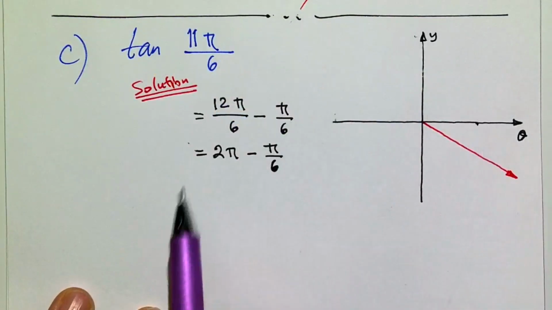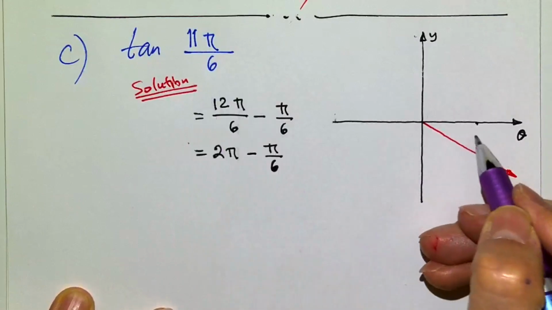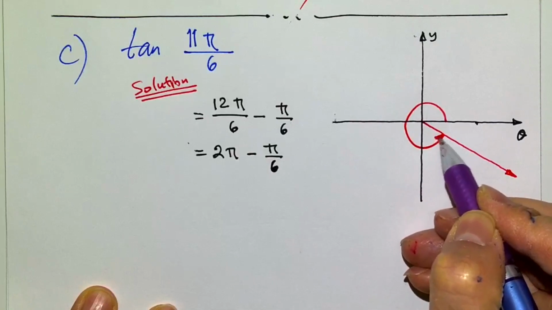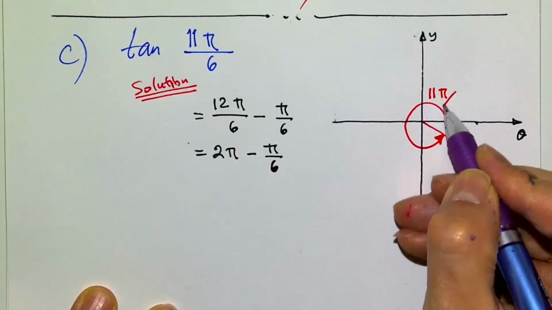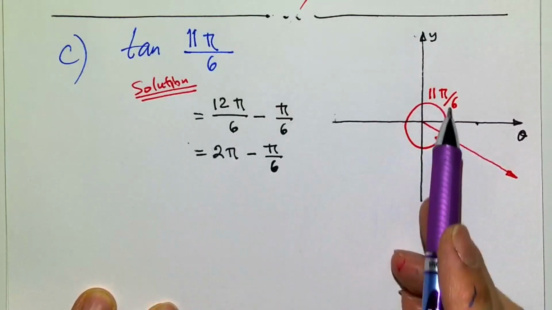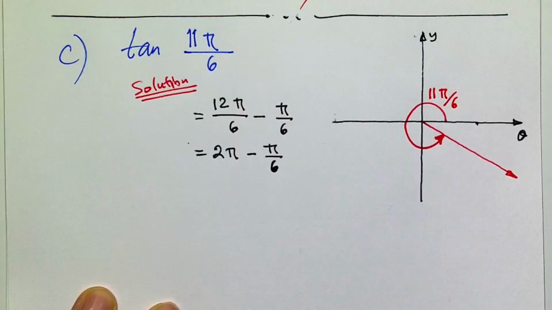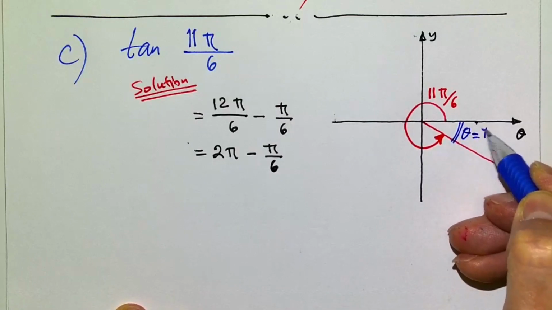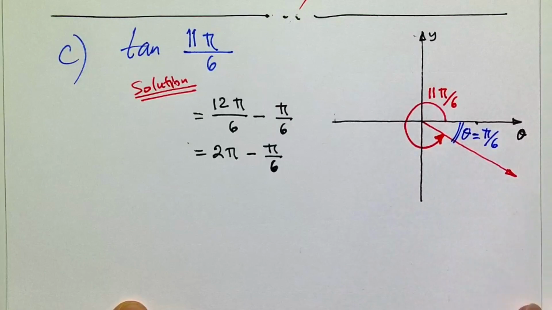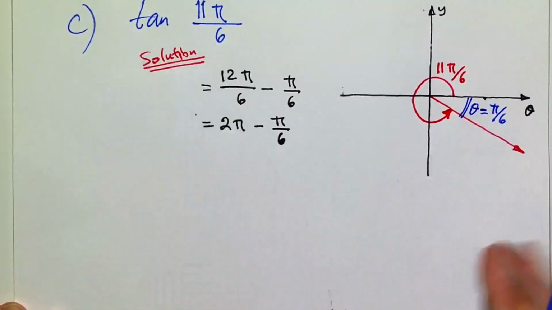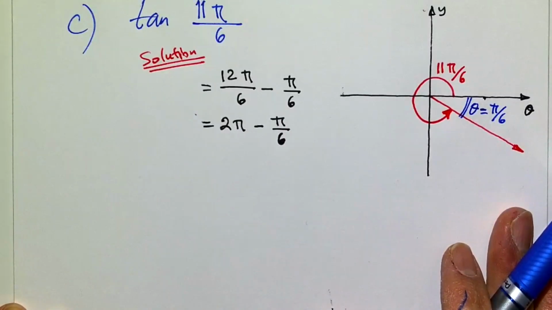Okay. So 11 pi over 6 is this angle. That's 11 pi over 6. Right? But the reference angle for this 11 pi over 6, or the reference number, is this one. Theta is, of course, pi over 6. That's the reference angle. So that makes it really easy to calculate this again, right? We've done tangent pi over 6.